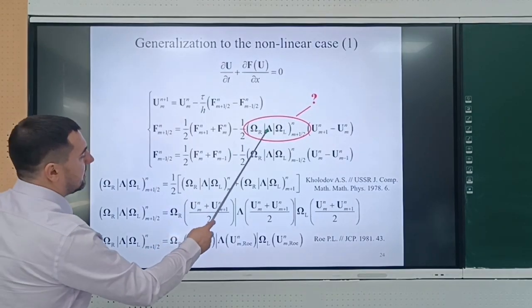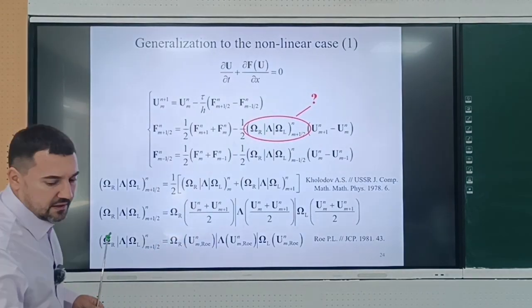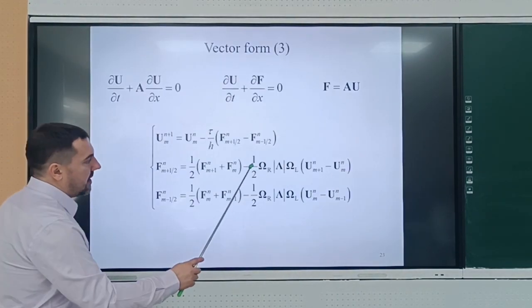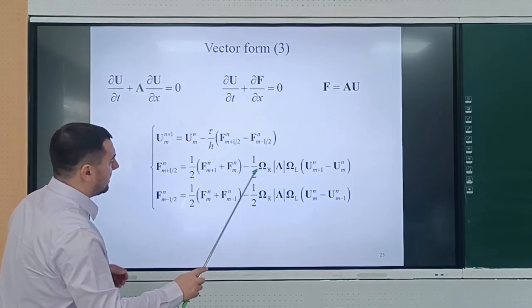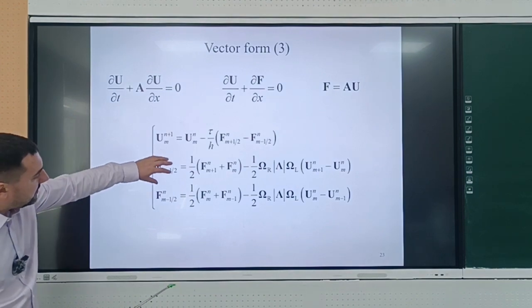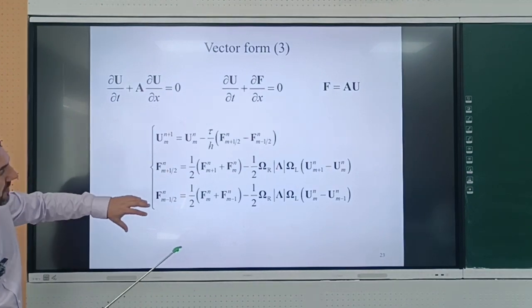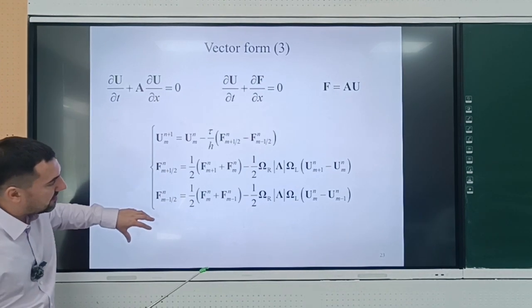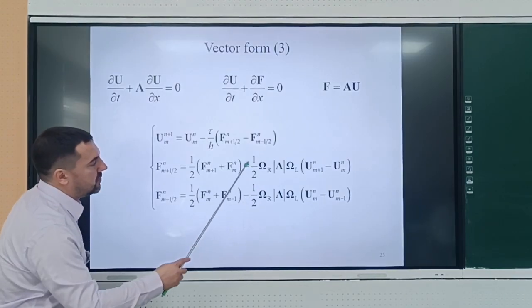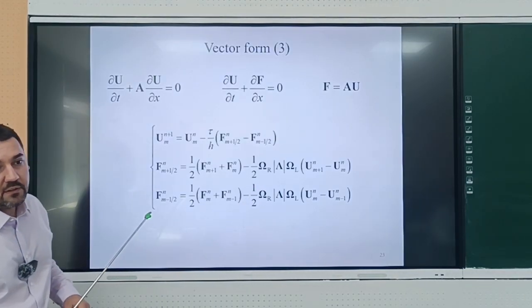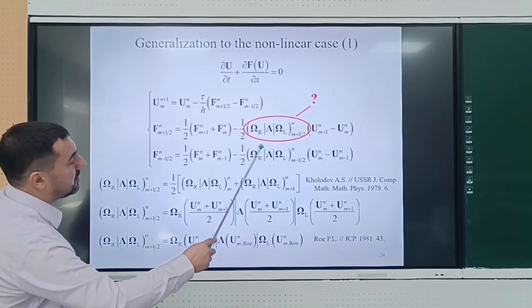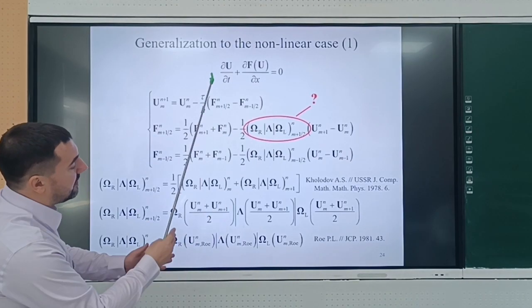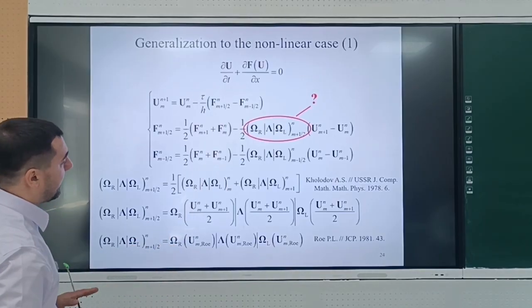This part is understandable. The main problem is here. Because for linear equations, all these matrices are constant: omega r, lambda, omega l. And we need to compute the numerical flux through the boundary, the edge between m plus 1 and m. Which values should we take here to compute the matrices? So the problem is how to compute the parameters at the boundary between two cells.